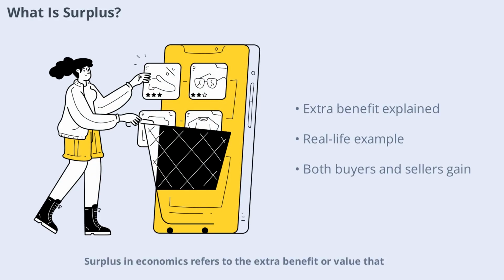Let's start by exploring what surplus means in everyday life, before we get into the technical detail. Surplus in economics refers to the extra benefit or value that participants receive from engaging in a market transaction. Imagine you're buying your favorite snack and you're willing to pay $5, but the store only charges $3. That $2 difference is your surplus. Similarly, if a seller is willing to accept $2 but gets $3, they also gain a surplus. These surpluses are not just numbers, they represent real gains in satisfaction and profit for both sides.